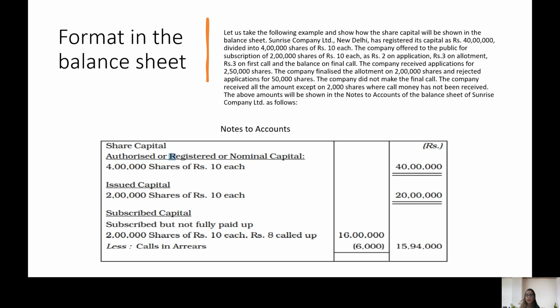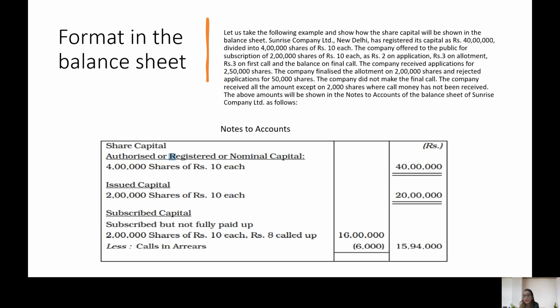Now out of issued capital, it was oversubscribed, so the company had to reject a few applications. So now the subscribed and issued will become equal, right? But we have to see whether it is fully paid up or not. So subscribed but not fully paid up. So 2 lakh shares of rupees 10 each becomes 20 lakhs, but out of it the company has called only 8 rupees per share. So 2 lakh shares of rupees 10 each, rupees 8 called up.